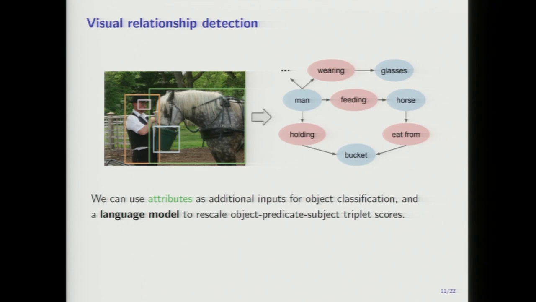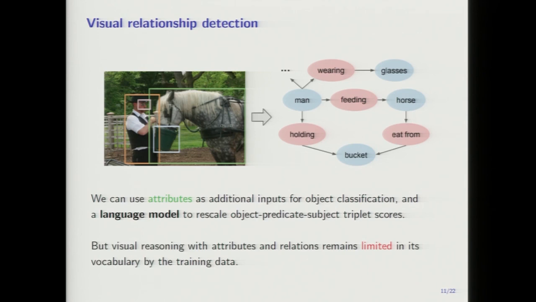And you can do it in quite a nice Bayesian way as well. The problem here, of course, is that we are still limited in the types of objects and attributes and things that we've seen in our training data. So with these kinds of techniques, the types of objects and the words that we can use in our reasoning is limited by our training set.